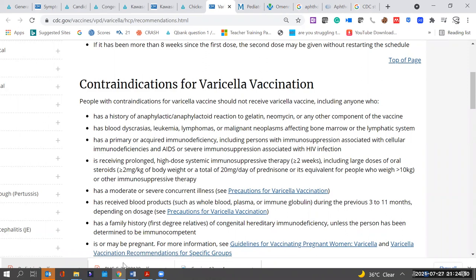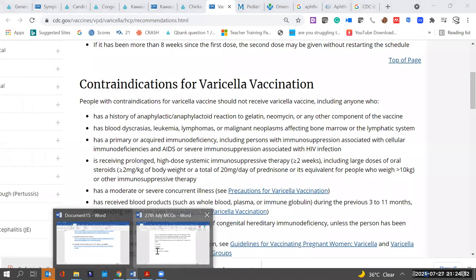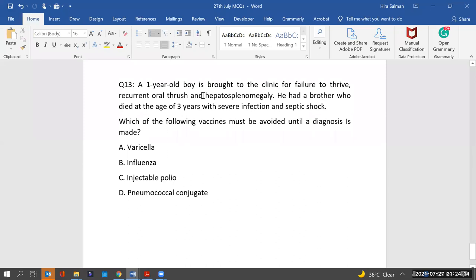So based on all these things, if we just look at the question again, he has all the immunodeficiency symptoms. Plus, he also has a history of a brother who died at the age of 3 years because of sepsis, meaning severe combined immunodeficiency syndrome in the baby. We will not give varicella vaccine. That's the only contraindication here.